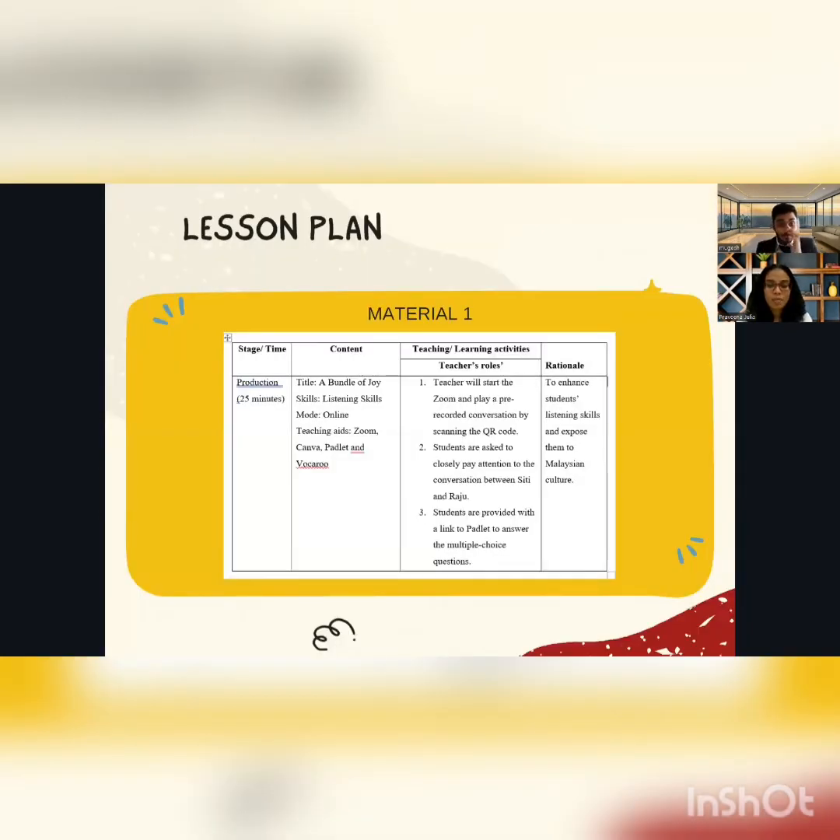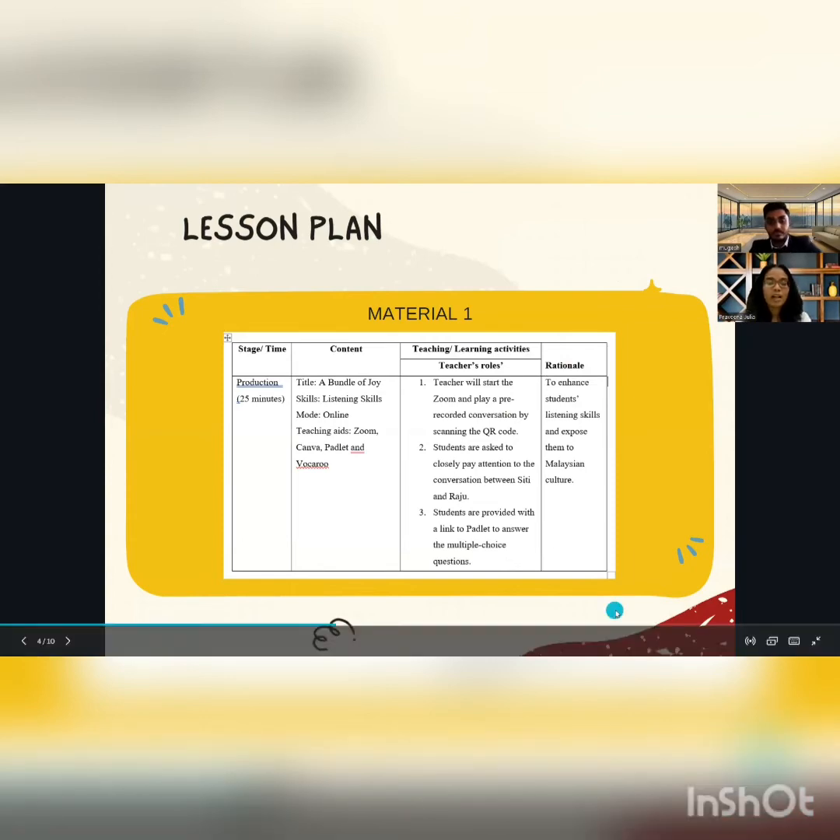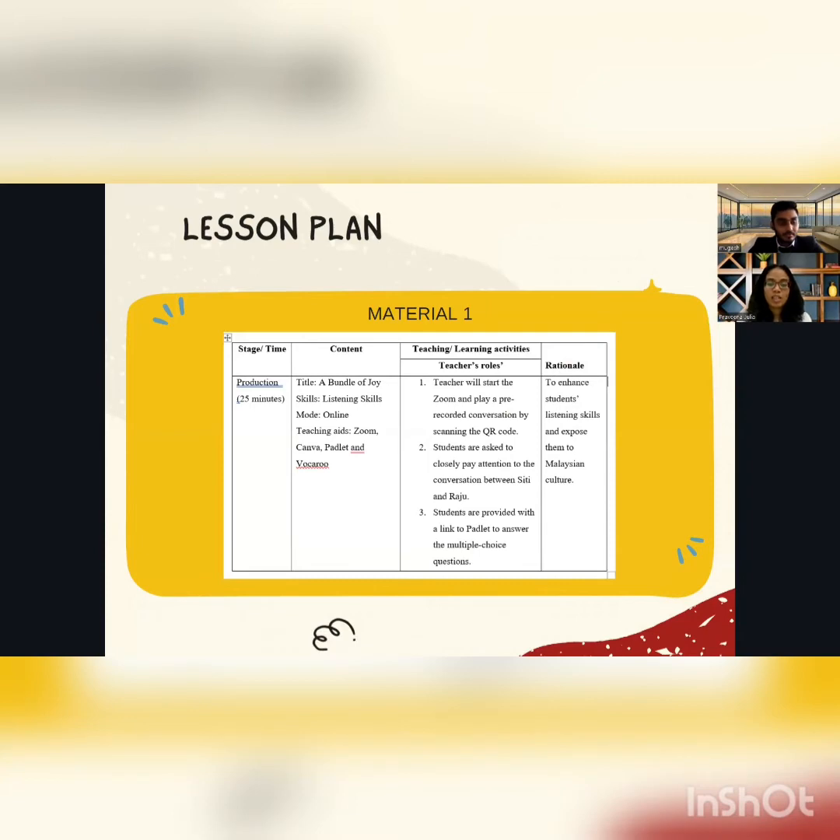So for the lesson plan, I will be explaining the first material. The stage that I have chosen for this activity is production. We all know that the production stage is to provide content of the new language, which is listening skills, that would occur naturally. This kind of activity provides students with an opportunity to recognize the relevance and usefulness of the new language that has been learned, and this can be very motivating for students.